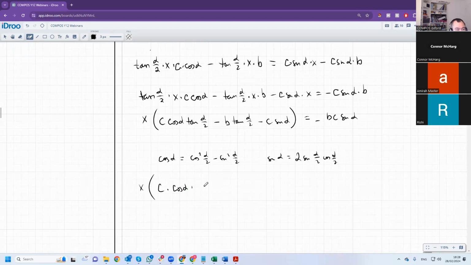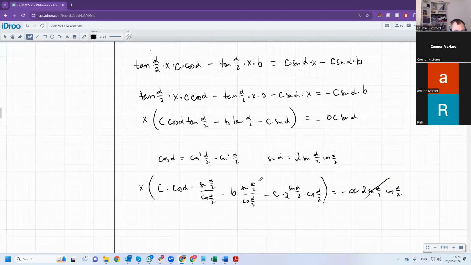Cos alpha multiplied by sine alpha over 2 divided by cos alpha over 2, minus b sine alpha over 2 over cos alpha over 2, minus c multiplied by sine alpha over 2 sine alpha over 2 multiplied by cos alpha over 2. And this equals minus bc sine alpha, so that's 2 sine alpha over 2 cos alpha over 2. So sine alpha over 2 cancels. Okay, kind of useful. Now multiply everything by cos alpha over 2.